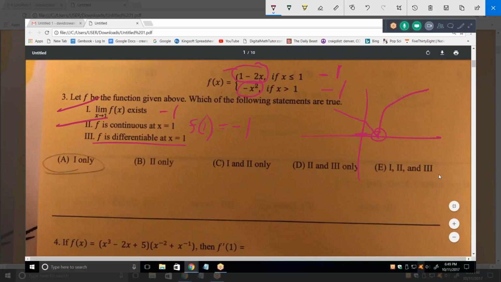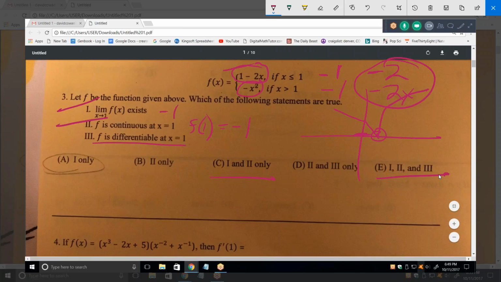Notice the slope from the left is minus 2, the first derivative of that top function. And the slope from the right is minus 2x. Well, those aren't the same. So it's either C or E.